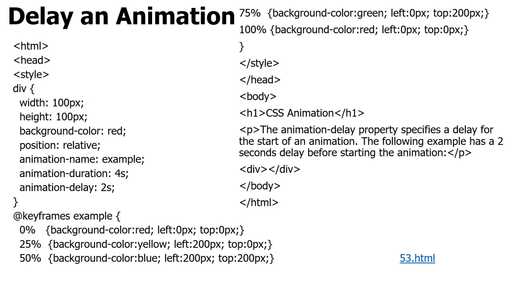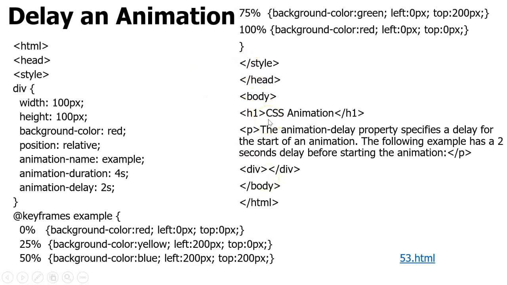Next is 75 percent. Similarly I'm giving some position values, and for 100 percent, it goes back to the normal position. Why I'm saying back to the normal position is that initially it was left 0 pixels, top 0 pixels, and now it is left 0 pixels, top 0 pixels. So now it is back to its position. I have called it inside the div tag in the body, so here this animation will happen. Let's see how this works.